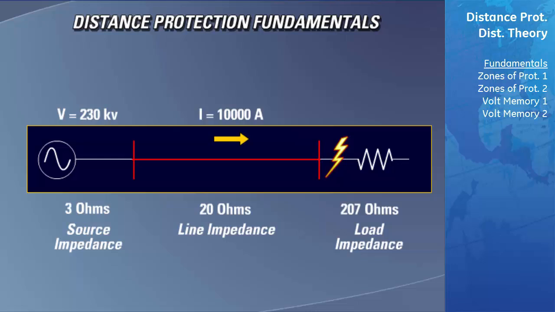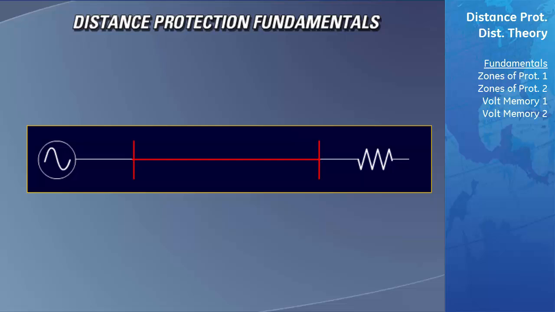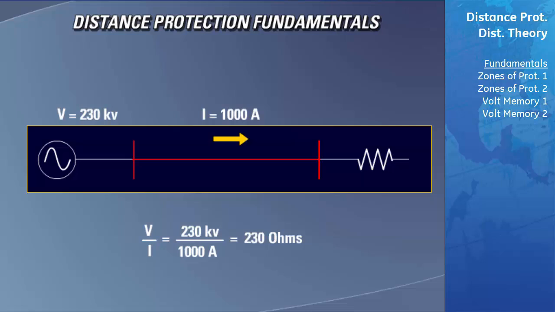The operating principle of distance protection for transmission lines works in the following way. The magnitude of current and voltage is measured at the beginning of the transmission line, and using these measurements, a ratio of the voltage over the current is calculated. This ratio gives a value that is equal to the impedance of the total power system.